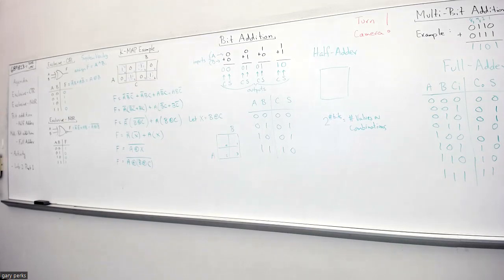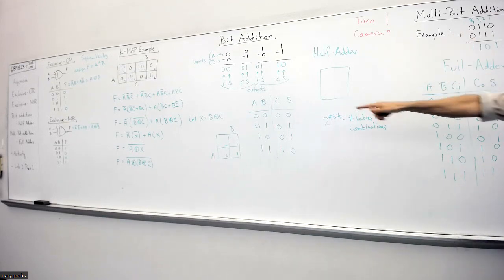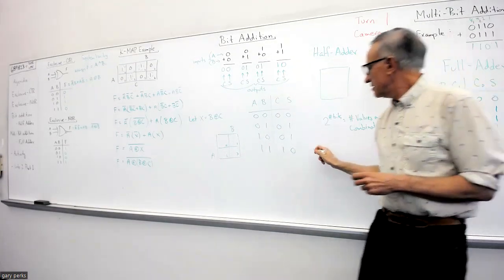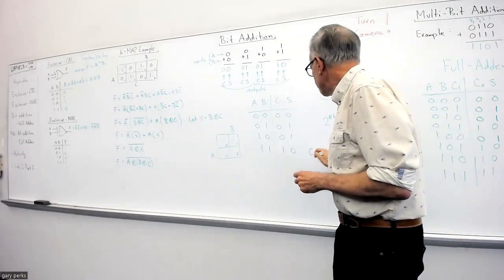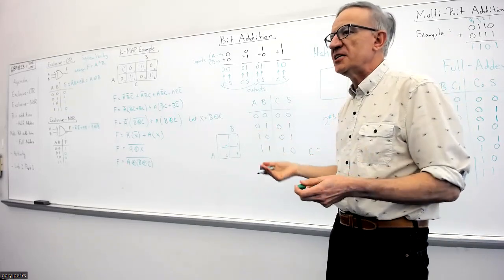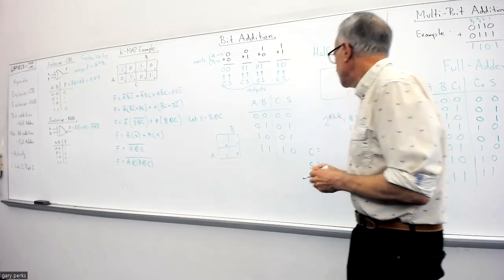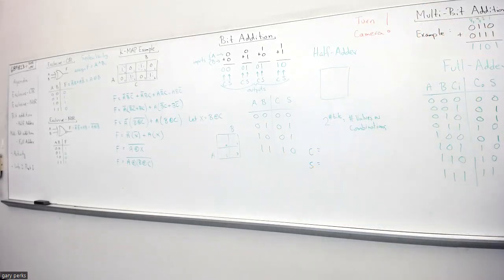Okay. So you'll come up with a reduced expression for carry out and a reduced expression for sum for the full adder. Also, in the activity, like we talked about earlier, you can get an expression for C from the truth table, right? It's just going to be an AND expression. And for S, it'll just be an exclusive OR.